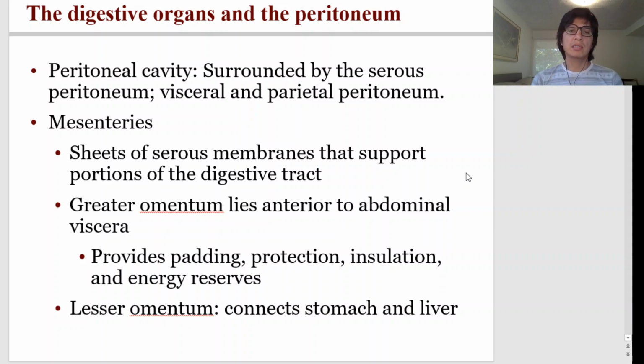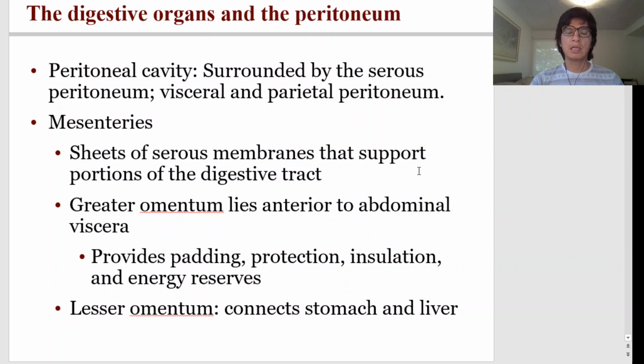The digestive organs are housed within the peritoneal cavity. The peritoneal cavity is surrounded by the serous peritoneum, which contains two layers, a visceral and a parietal layer. You also have mesenteries joining different regions of the digestive organs.